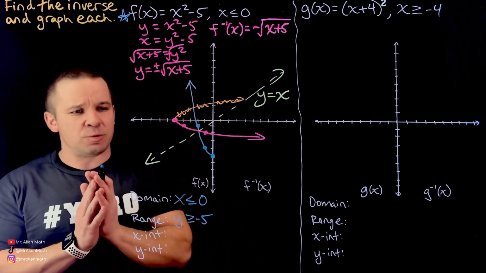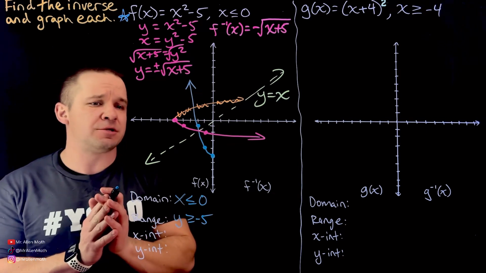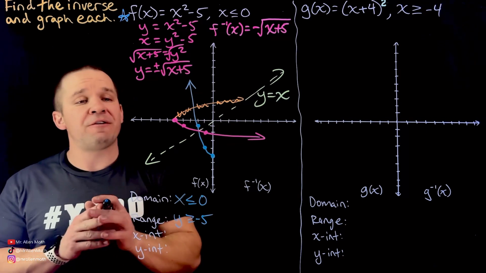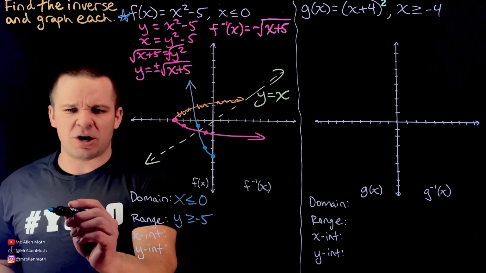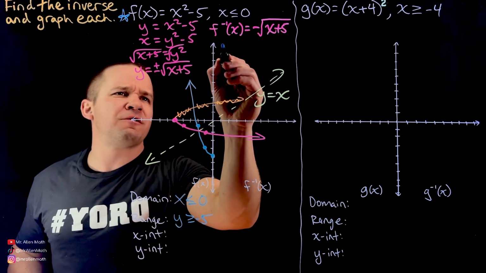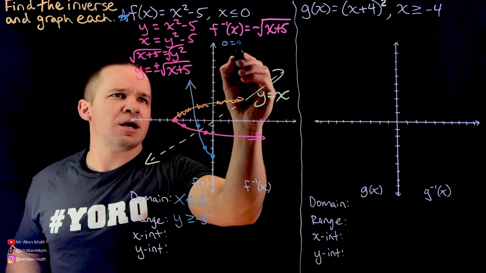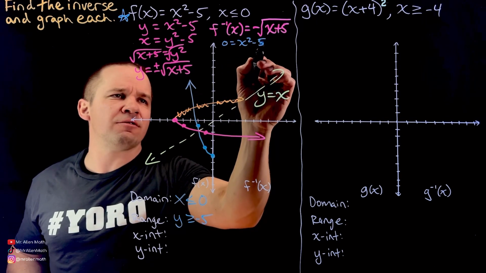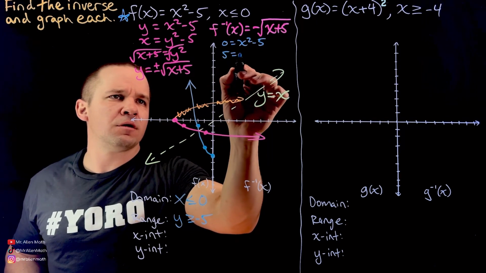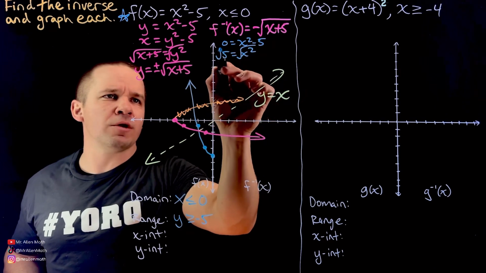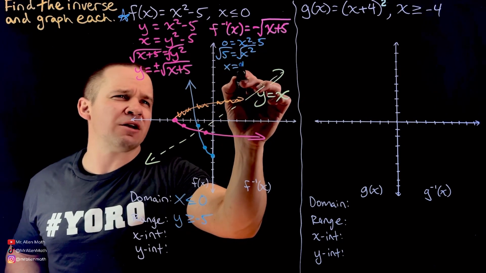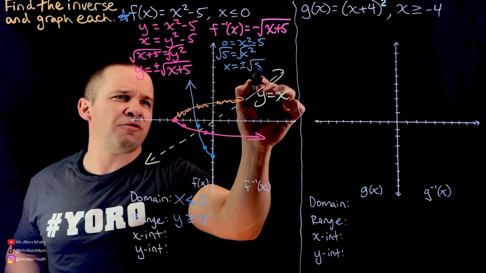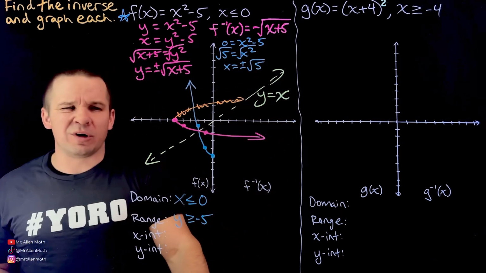So let's say this. We can actually find out that x-intercept if I set this equal to 0. I'll do it right here. So if I set 0 equals x squared minus 5, add 5 over, solve using square roots, I'm going to get x equals plus or minus the square root of 5. Well, which one is it?